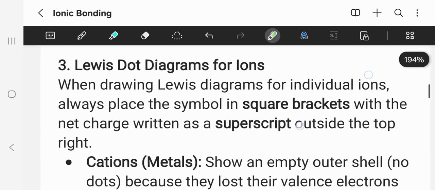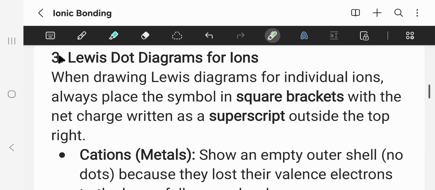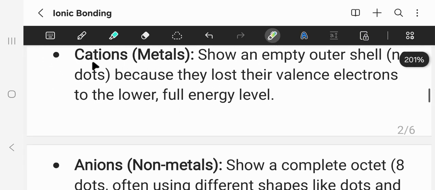All right, now let's come to the main reason for this lesson: drawing the Lewis diagrams for ions. When drawing Lewis diagrams for individual ions, always place the symbol in square brackets, with the net charge written as a superscript outside the top right. Superscript means that we put the charge up there. I'll show you where. And for the cations, which are metals, we will show an empty outer shell with no dots, because they would have lost their valence electrons to the lower full energy level, right?